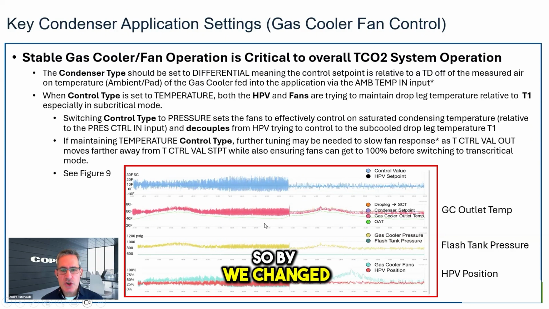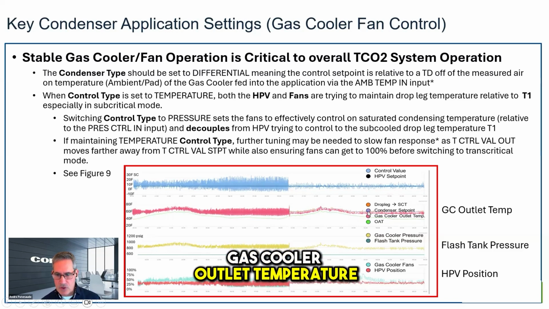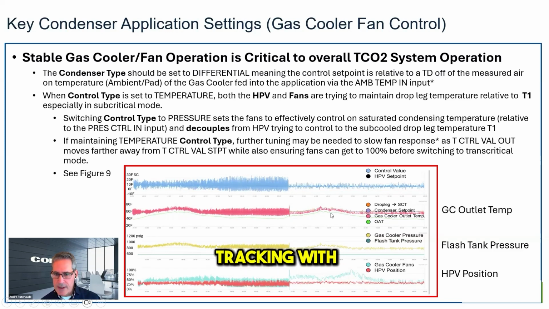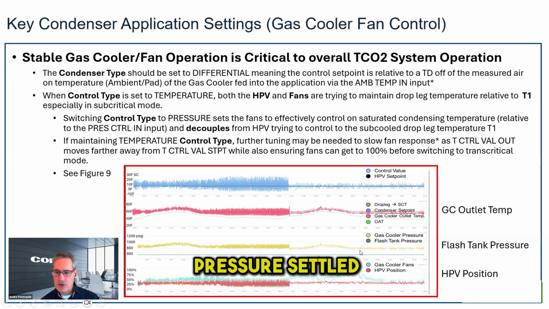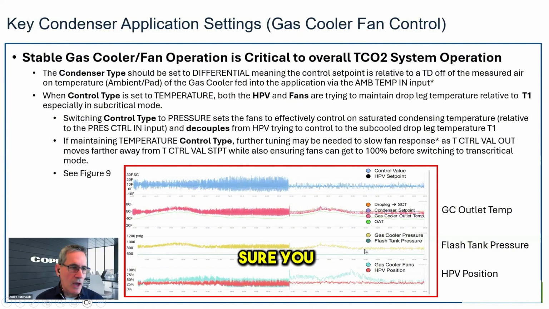So when we changed it to control type, everything just settled right out. My subcooling was maintained reasonably. Gas cooler outlet temperature settled out, and it was right tracking with ambient, which is the green line. My gas cooler outlet pressure settled, and everything settled out. So it's important to make sure you have the right order of set points in there.